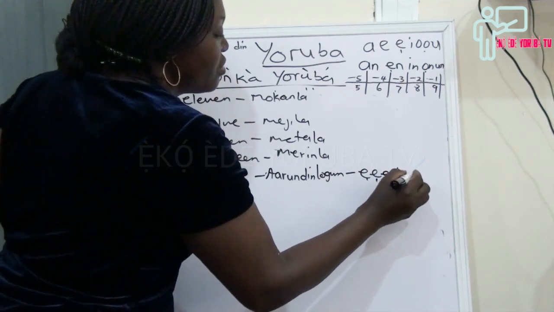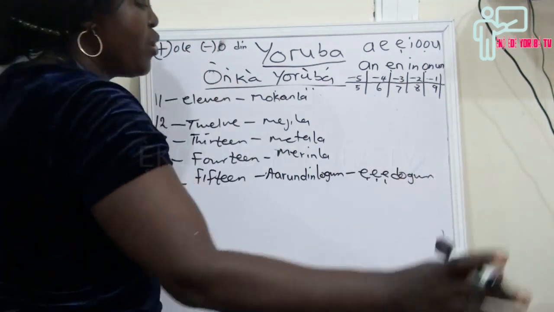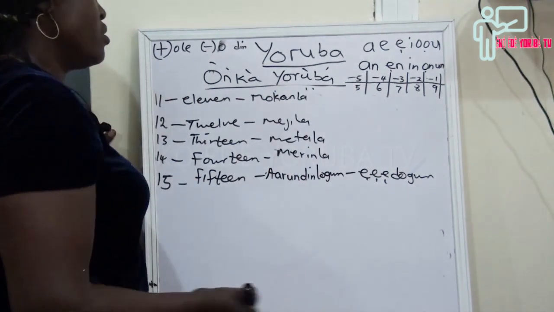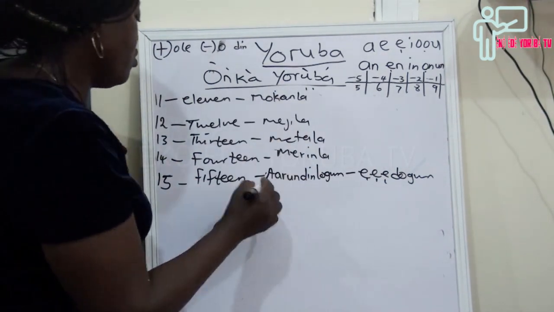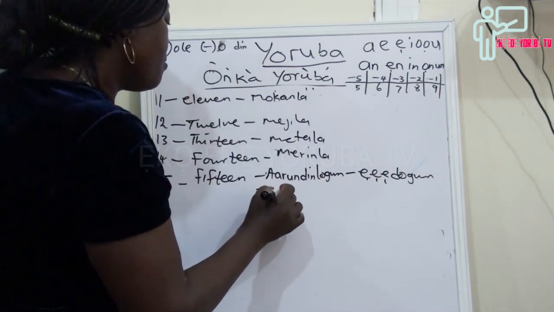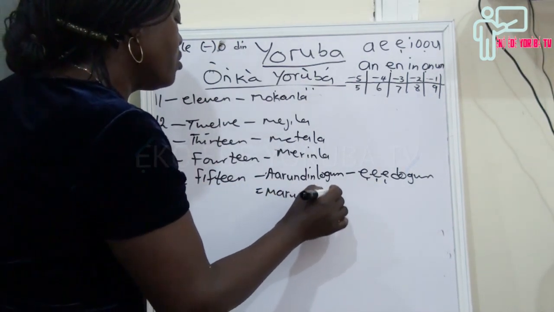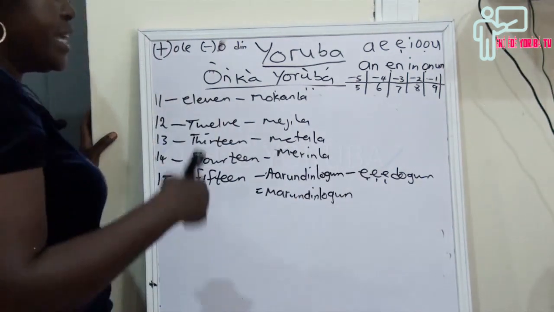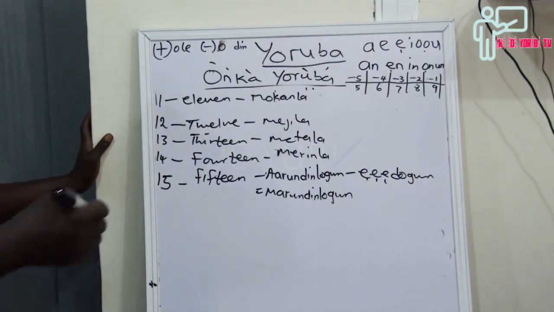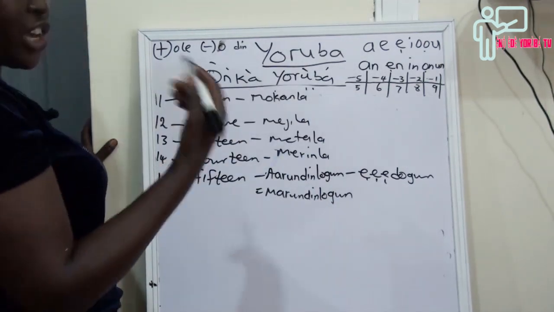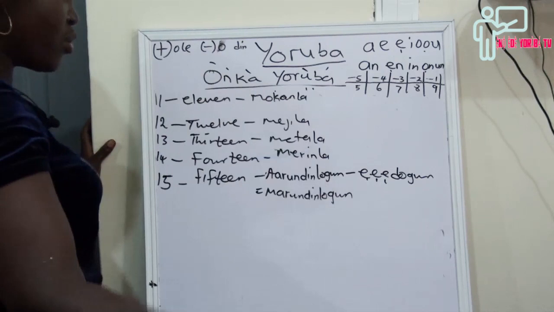So you can also say ẹ̀ẹ́dógún, or márùndínlógún. You can also say ìkaàdógún. Like that's ìkejìlá, ìkẹrìnlá, ìkaàdógún.